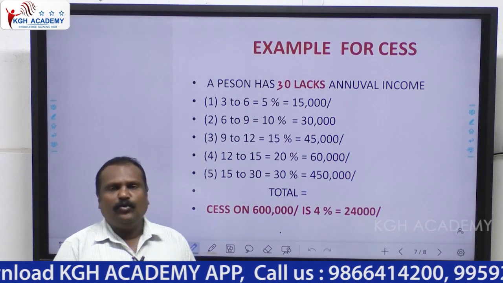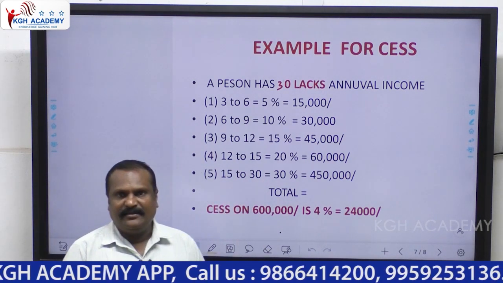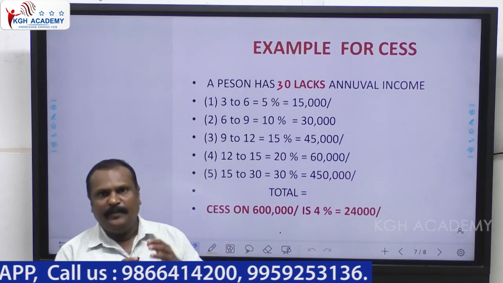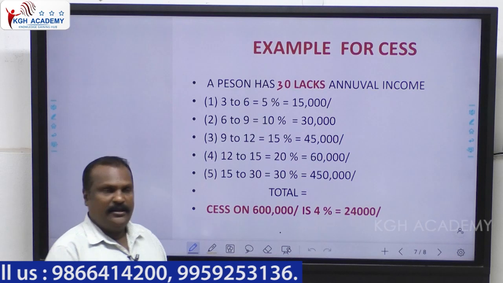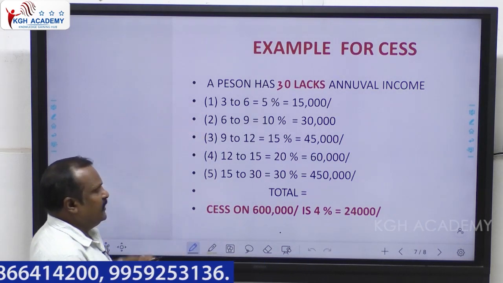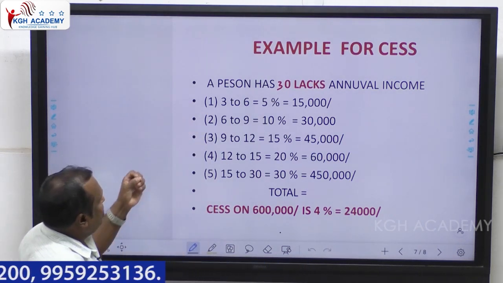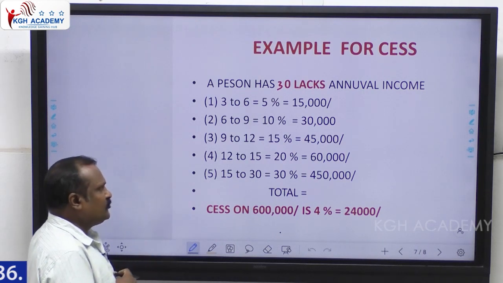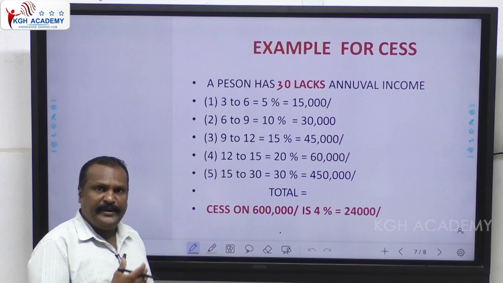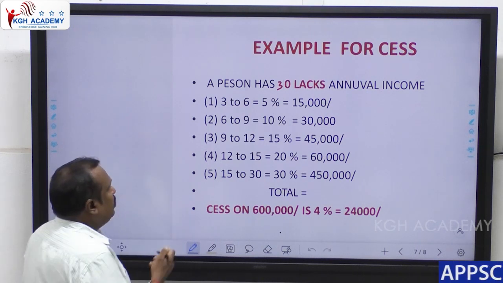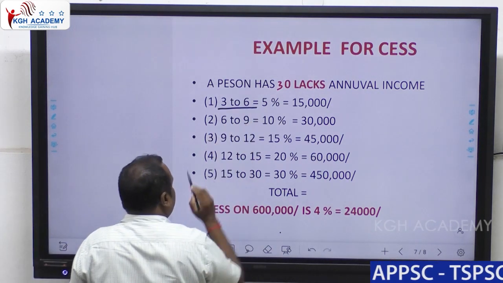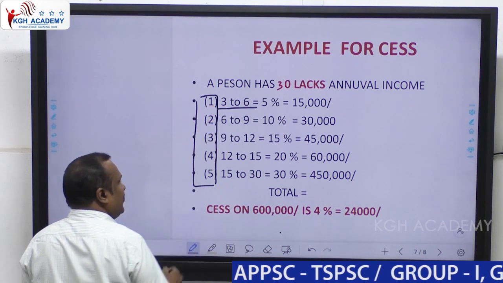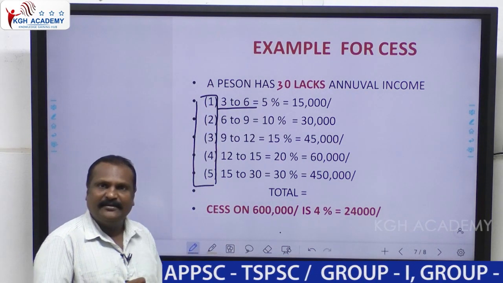See, I give one example regarding the income tax. A person gets a 30 lakhs annual income, how does he pay the income tax to the central government? So this example gives the explanation. How much amount should be paid to the government? First, 3 to 6 lakhs, he has to go through the 5 slabs because he has 30 lakhs.